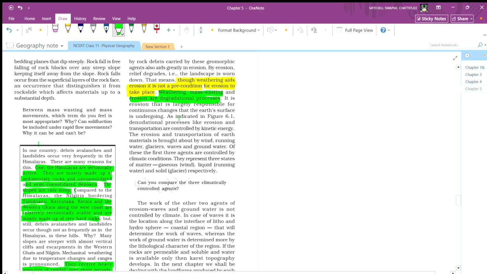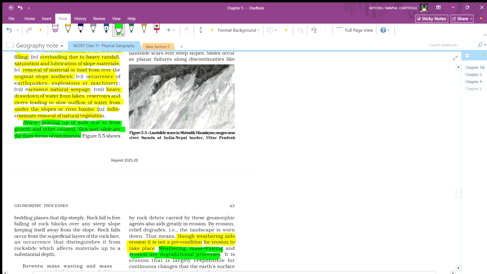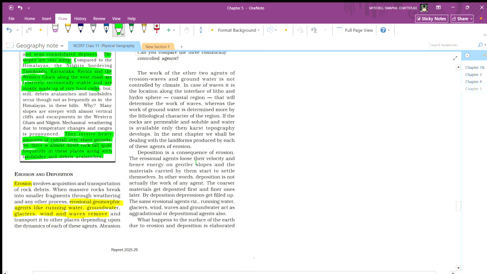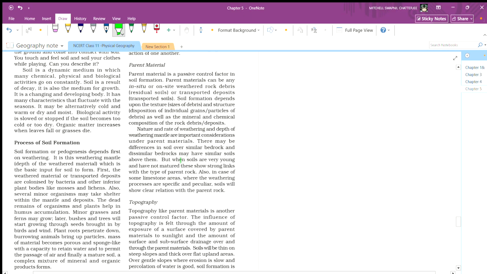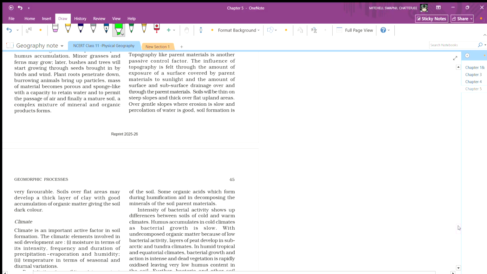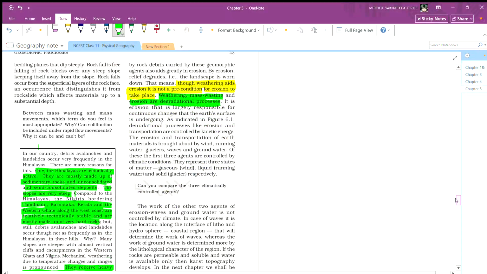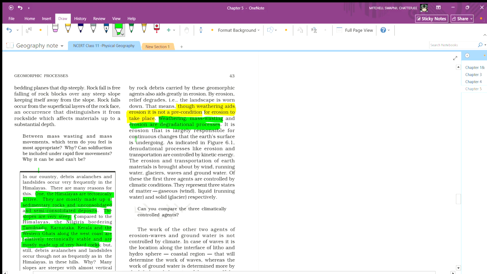As indicated in 6.1, which comes in the next chapter because this is chapter number 5, denudational processes like erosion and transportation are controlled by kinetic energy. The erosion and transportation of earth material is brought about by wind, running water, glaciers, waves, and groundwater.